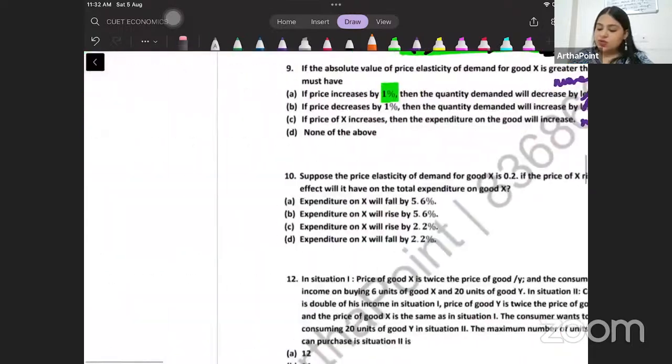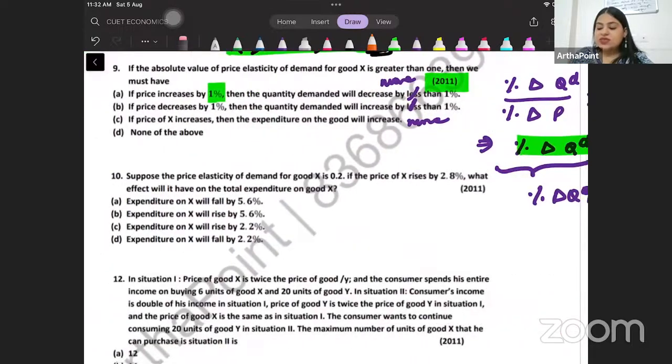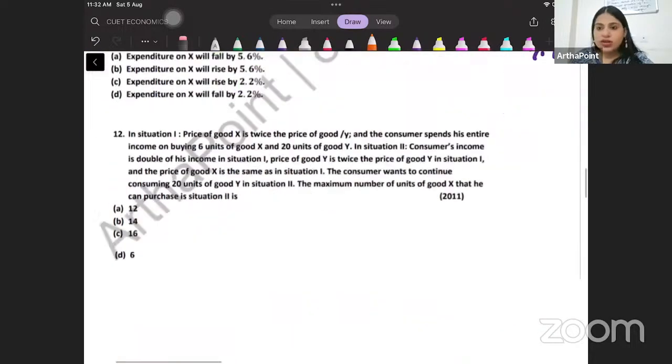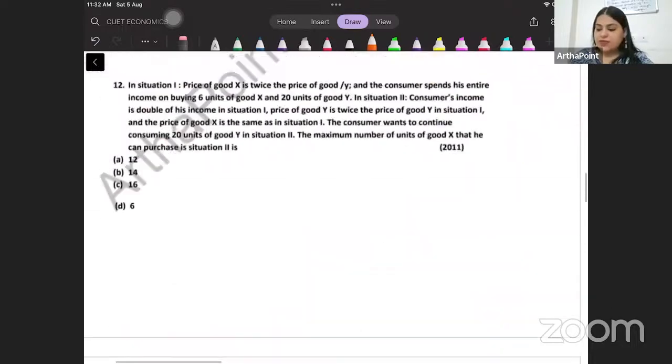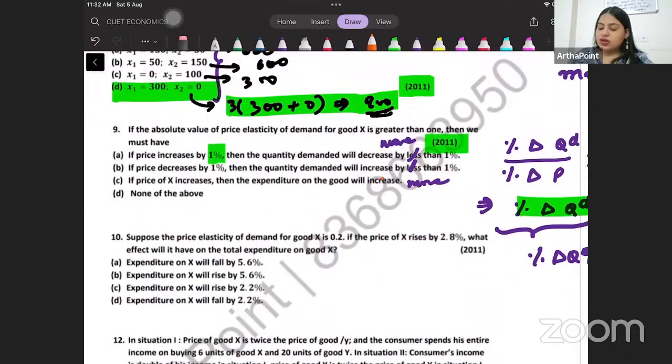So as per this question, it is saying when price increases, expenditure will increase. Then it is not elastic. It is inelastic, no? So therefore, this is also incorrect. It should have decreased. So the answer to this question is none of the above. None of the statements are correct. That's the answer. Okay, now let us go ahead to the next question.